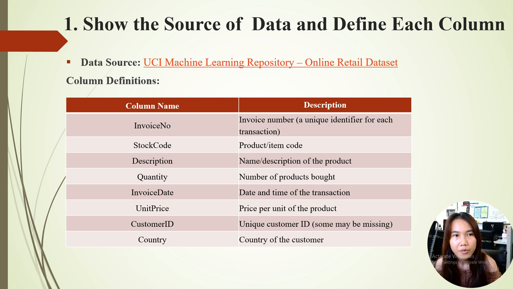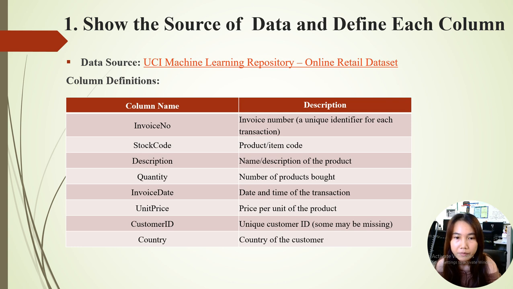In this session, I will show the source of the data sets and define each column. The data I use is from the UCI Machine Learning Repository. It is called the Online Retail Data Set. Each row in the data set represents a product in a basket bought by a customer. The key columns include invoice number, and stock code, which is the product and item code. The description means the name and description of the product.